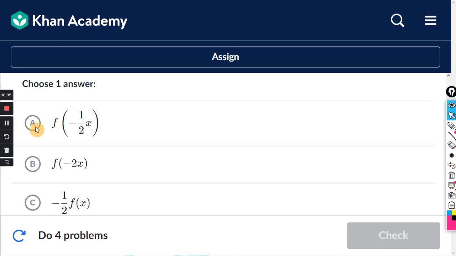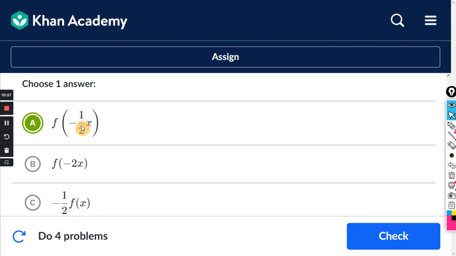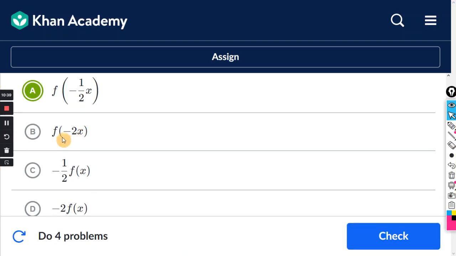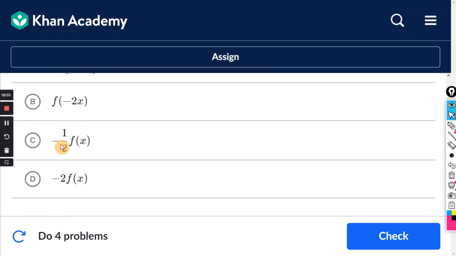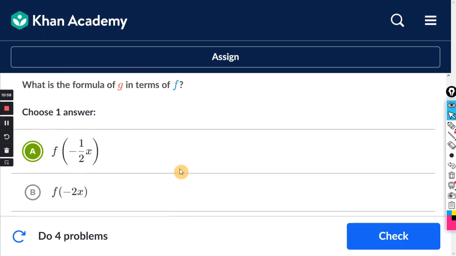All right, looking at the answer choices, answer A is negative 1/2. B still has the reflection, but the k is greater than 1, so that would make it horizontally compressed. And these are multiplied by f of x on the outside, not inside the parentheses. So these are vertical stretches. So it's answer A.